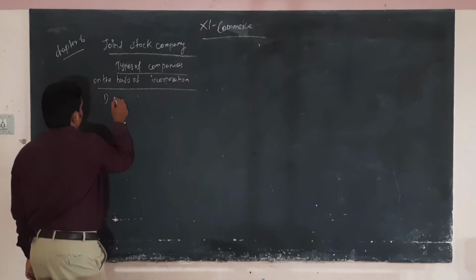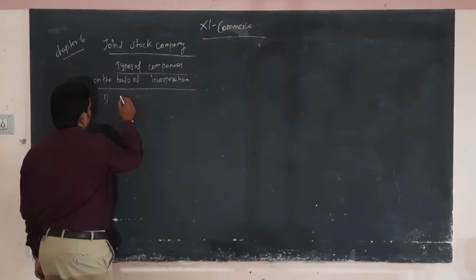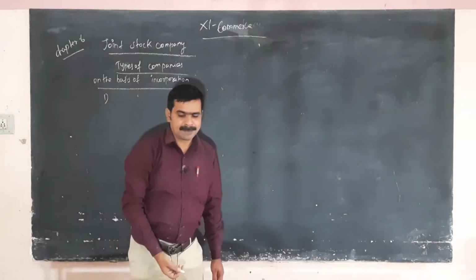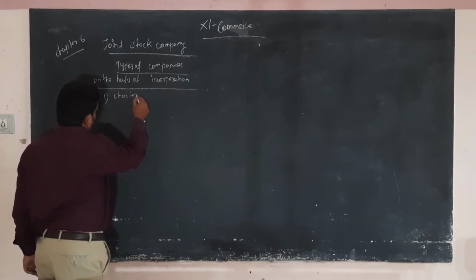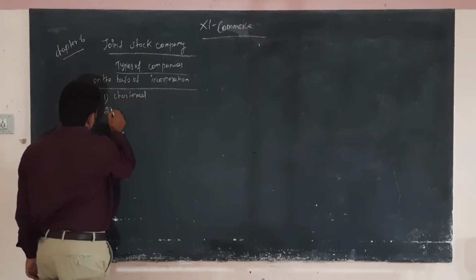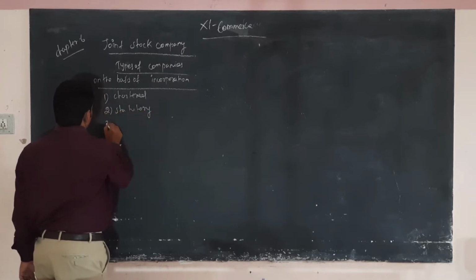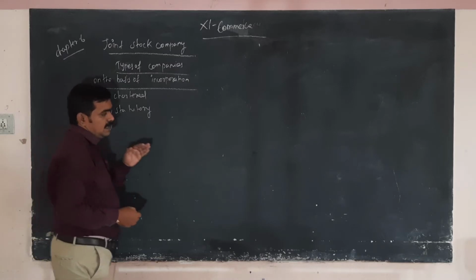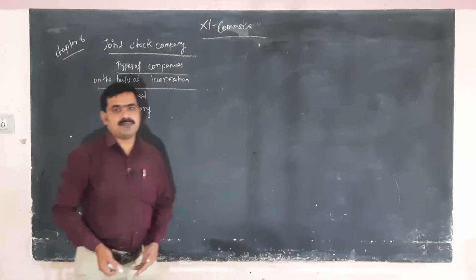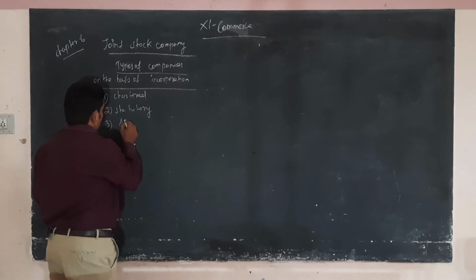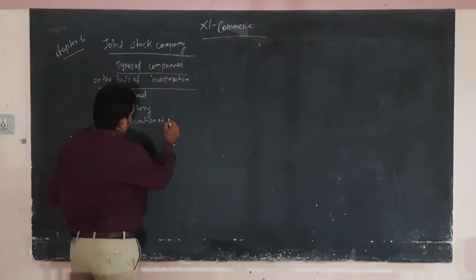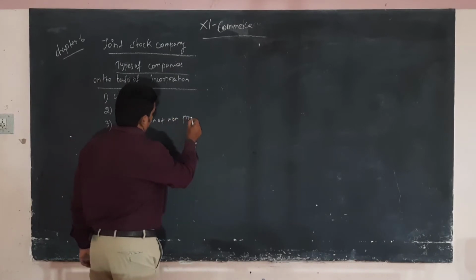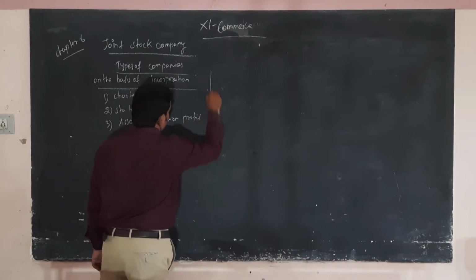That's the first one. Then chartered companies. Second one, statutory companies. Third one, association of non-profit. Okay, this is the first classification.